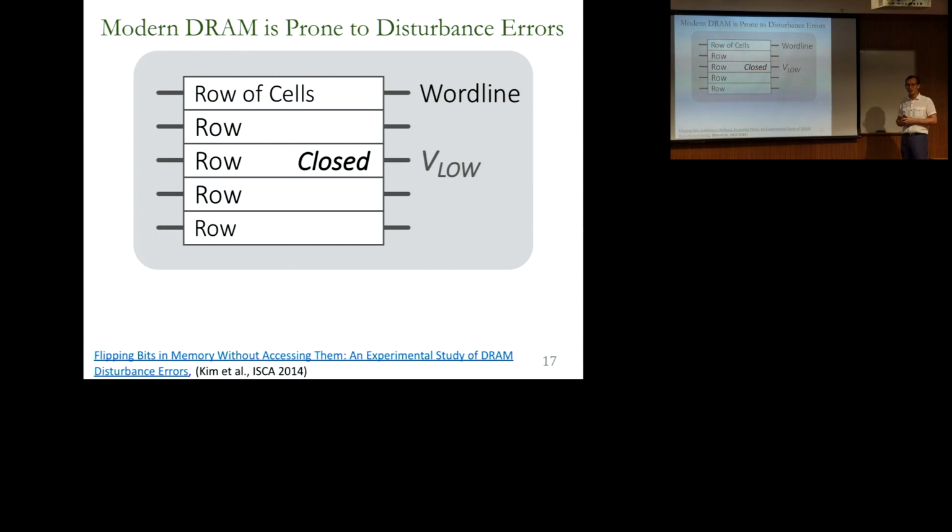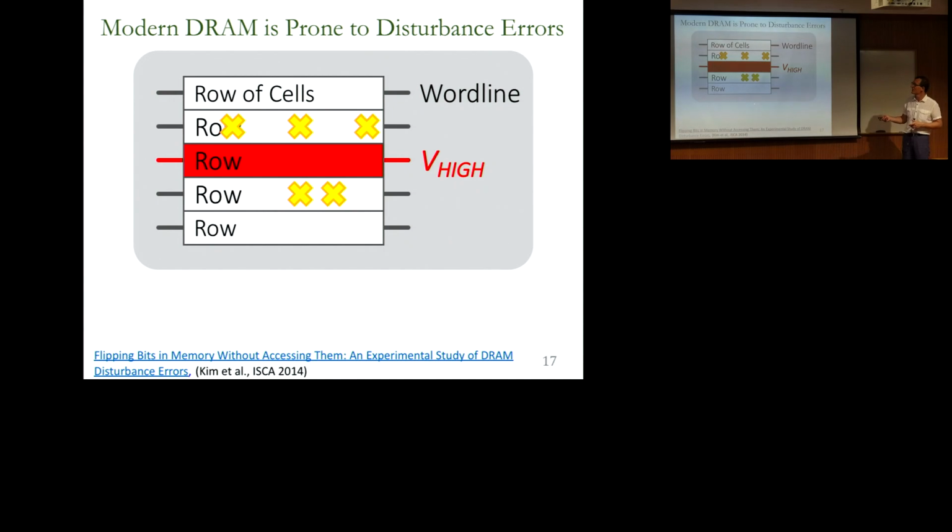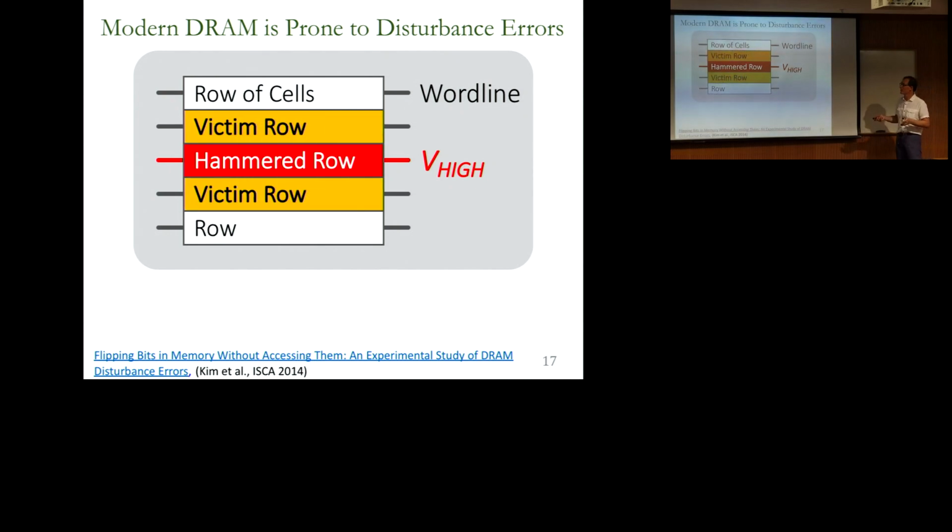Now, if you keep doing this repeatedly, activate, pre-charge, activate, pre-charge, activate, pre-charge, enough times before the cells get refreshed, it turns out in most modern DRAM memory chips, some of the adjacent bits in the adjacent rows flip, meaning they get corrupted. A 1 becomes a 0 or 0 becomes a 1, depending on how you encode things, charge gets lost. We call this the hammered row. You're hammering this row with a lot of activates, and we call these victim rows.